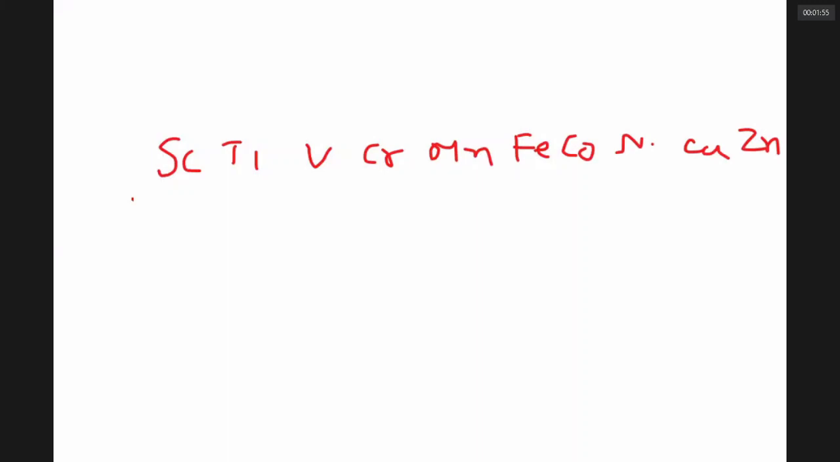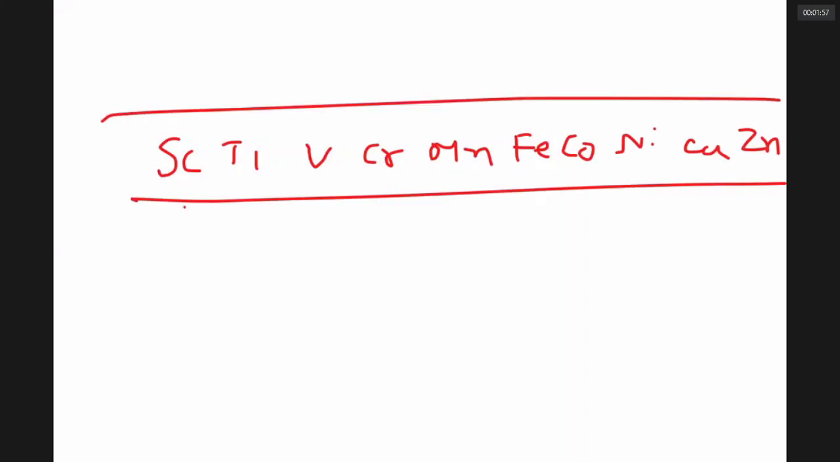Notice in this fourth period, 3d series: scandium, titanium, vanadium, chromium, manganese, iron, cobalt, nickel, copper, zinc. In these 10 elements, only copper has positive electrode potential. Only copper can gain electrons from the hydrogen electrode to give you the copper metal. Red colored copper is deposited. All others have negative potentials.